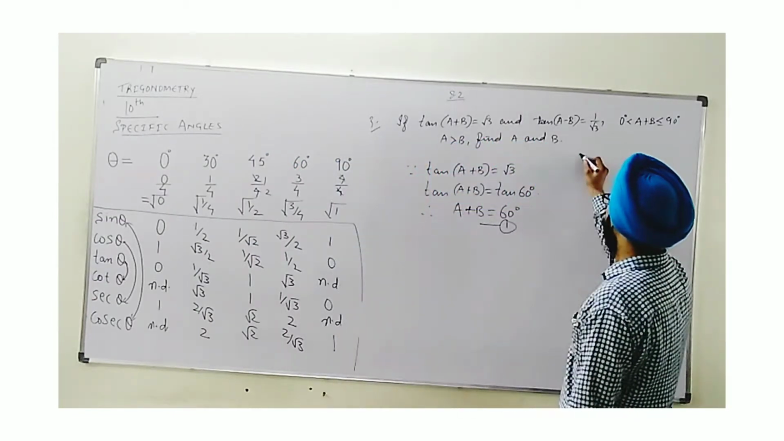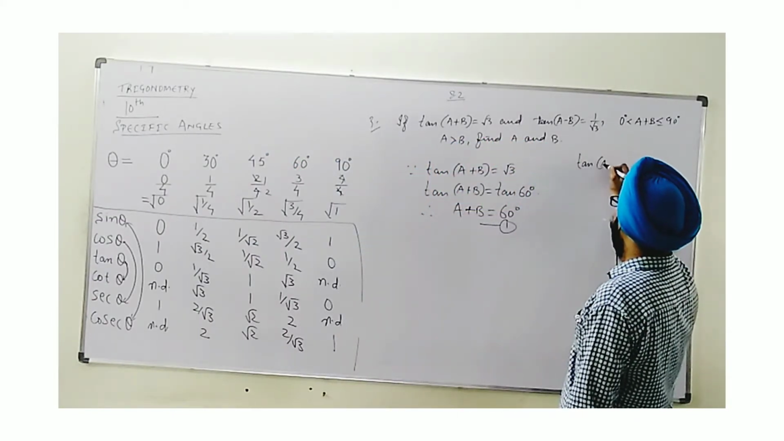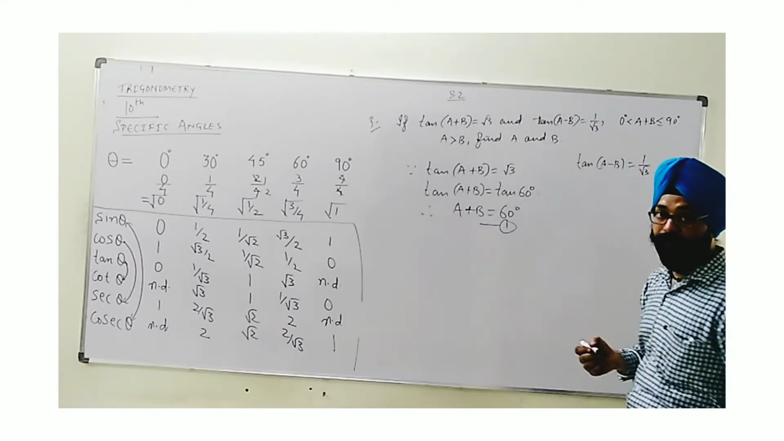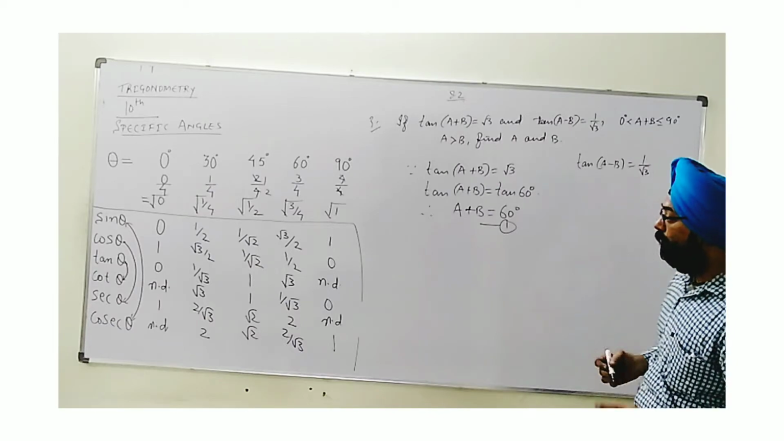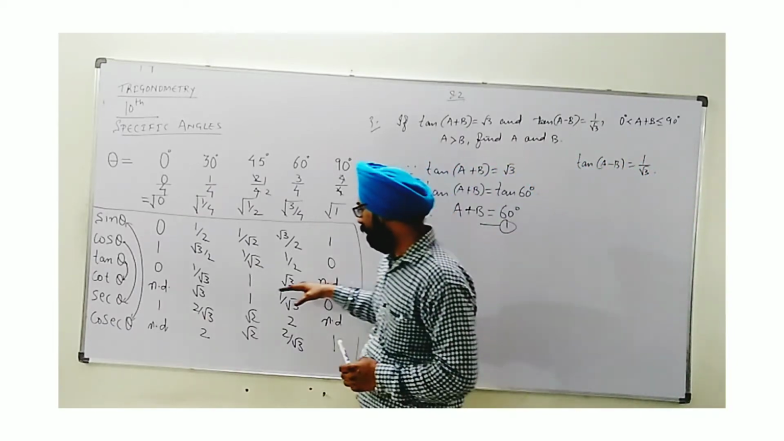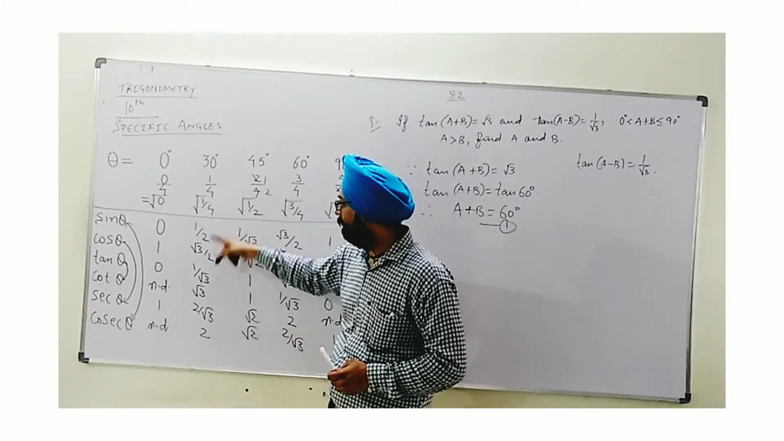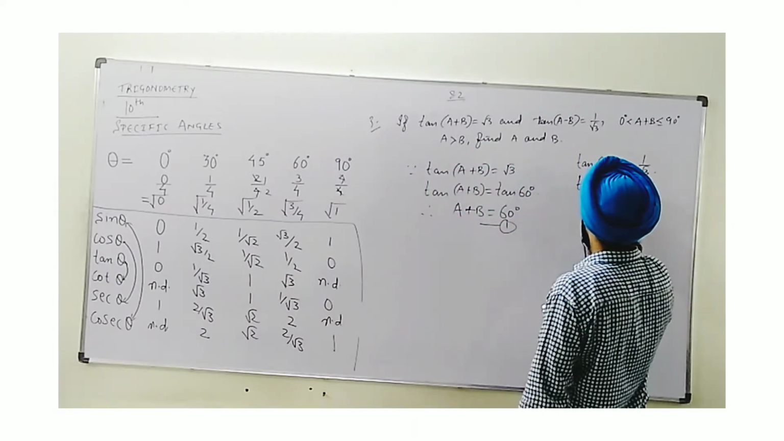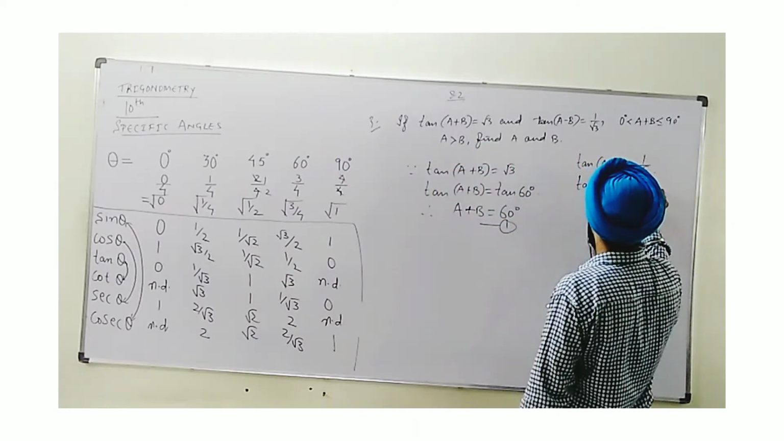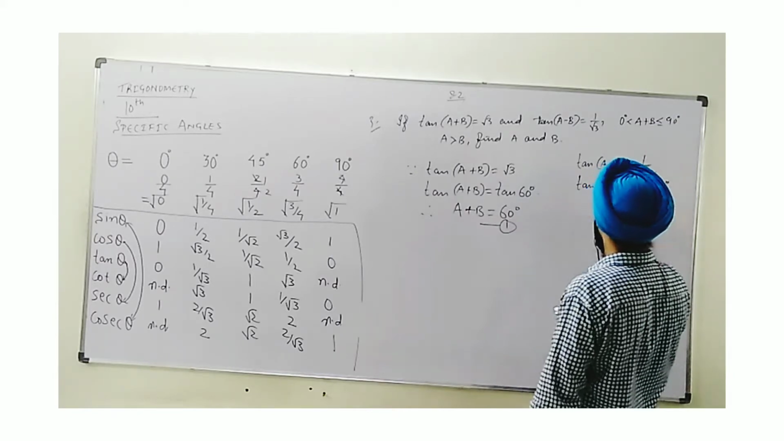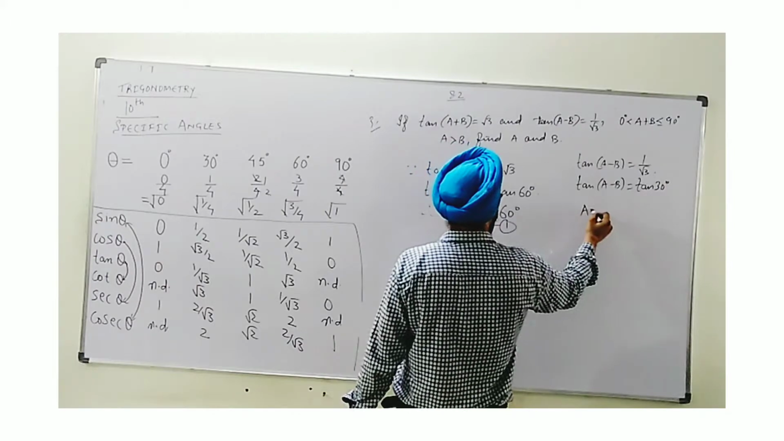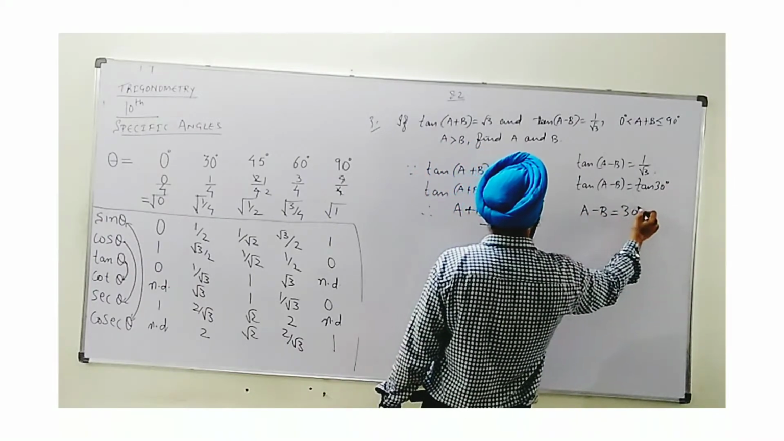Similarly, let's take condition number 2. Tan(A minus B) is 1 by root 3. Now this 1 by root 3, similarly you have to go with the tan, this 1 by root 3 is for tan 30. So this will become tan(A minus B) written as tan 30 degree. By comparison, I see A minus B is 30 degree.